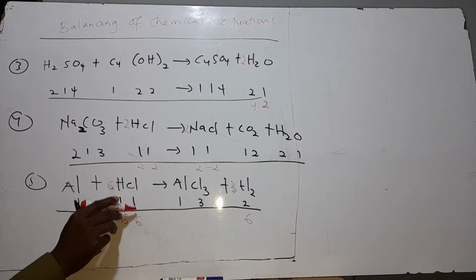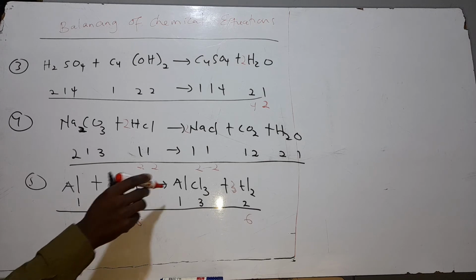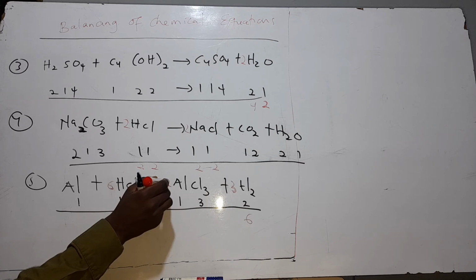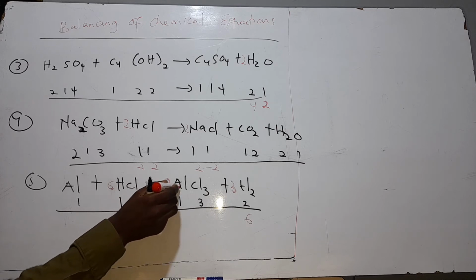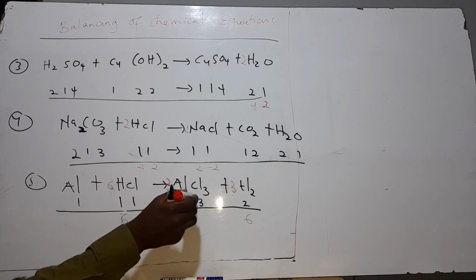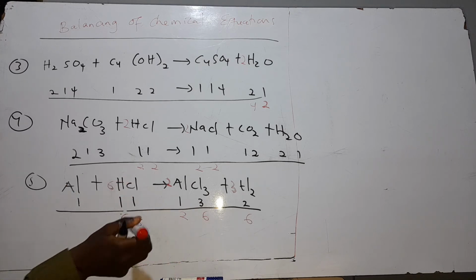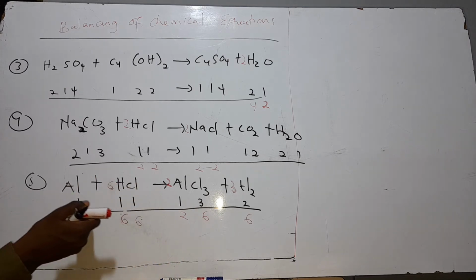How many chlorine do we have here? 6, right? And how many chlorine do you have here? You have 3. What will I do? I would have to put 2 here. This is 2. So 2 times 1 will give what? 2. And 2 times 3 will give what? 6. So chlorine is 6 here. Chlorine is 6 here. I'll go over again to make sure they are balanced.